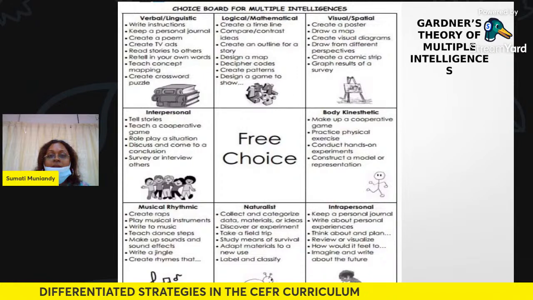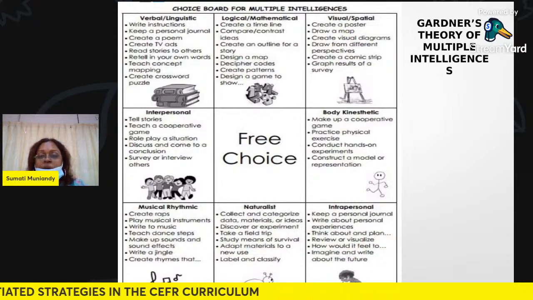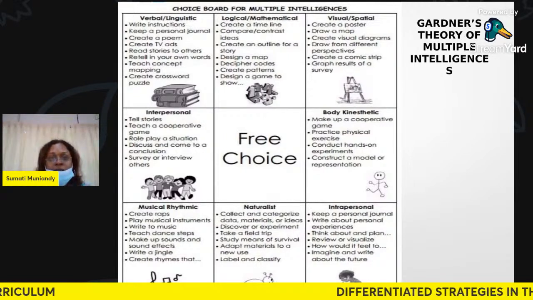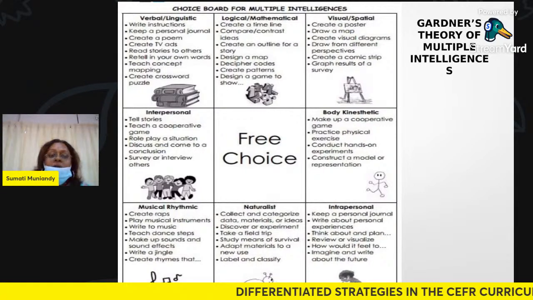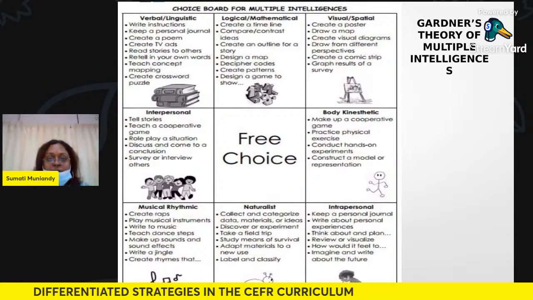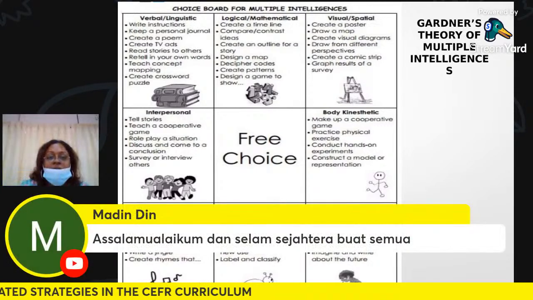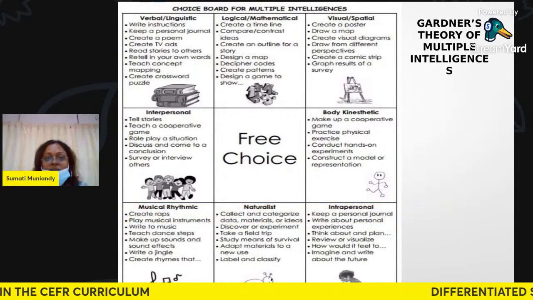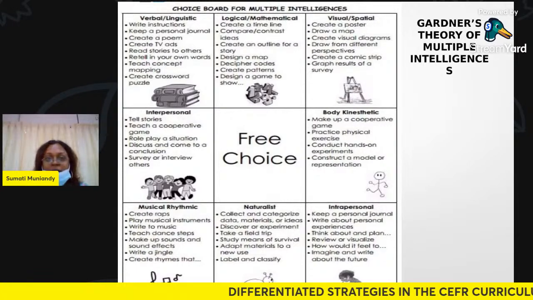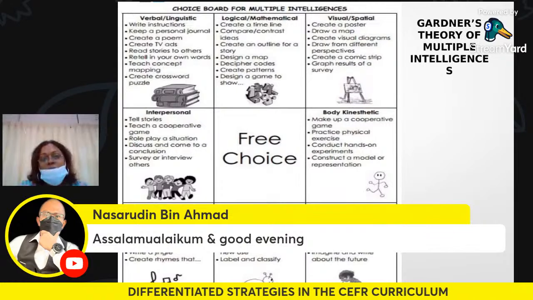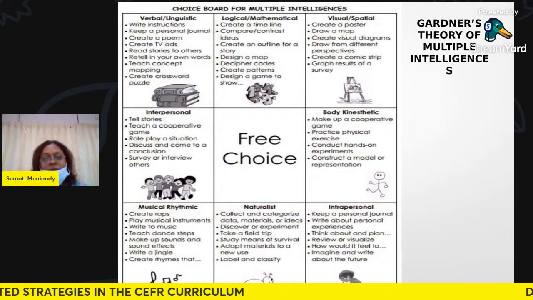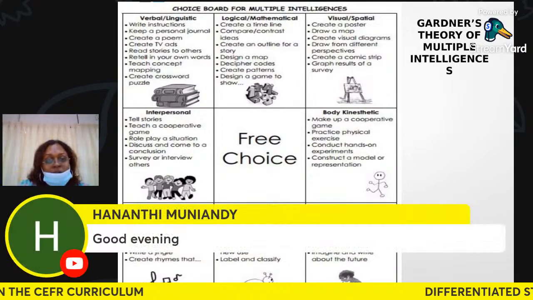Okay, this is Gardner's theory of multiple intelligences. We have seven, right? Verbal, linguistic, logical, mathematic, visual, body kinesthetic, interpersonal, intrapersonal, naturalist, musical, all these. We have all types of students in the classroom, but we are using the same worksheet, same task for all the students. Are we being fair to the students?